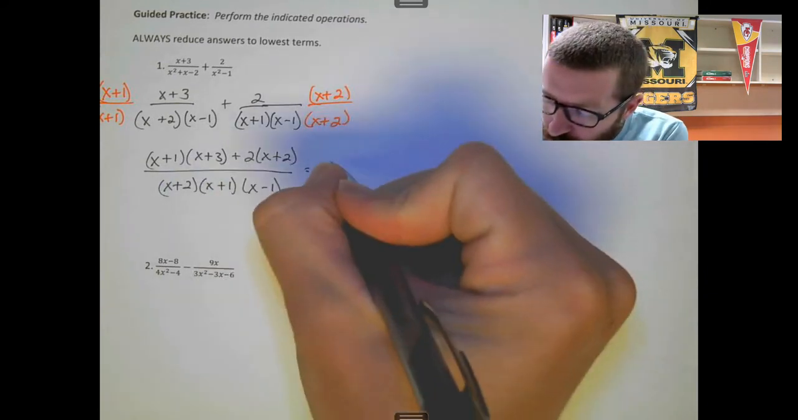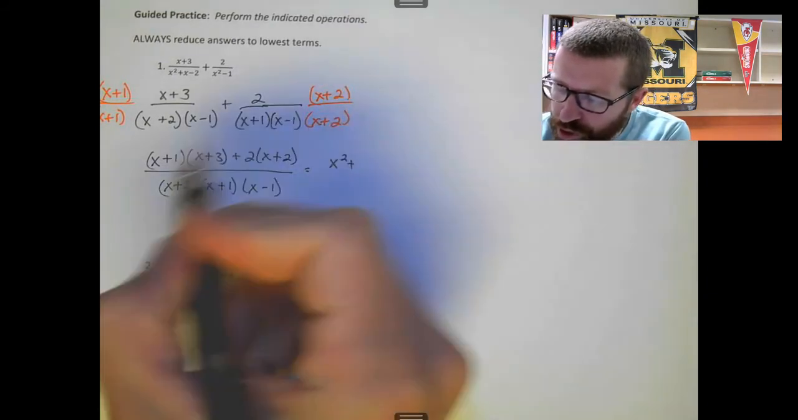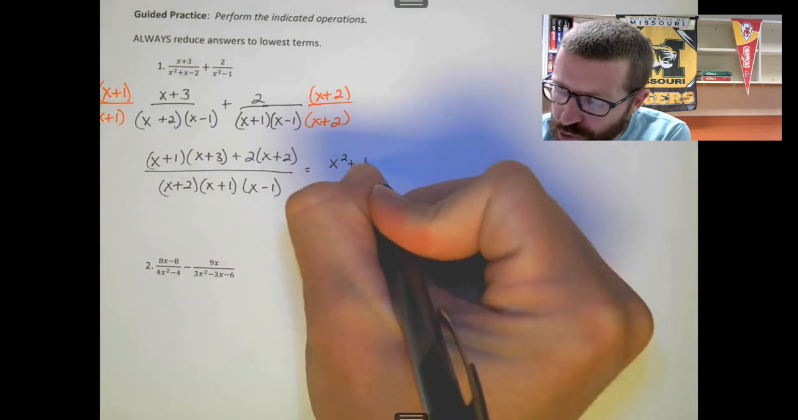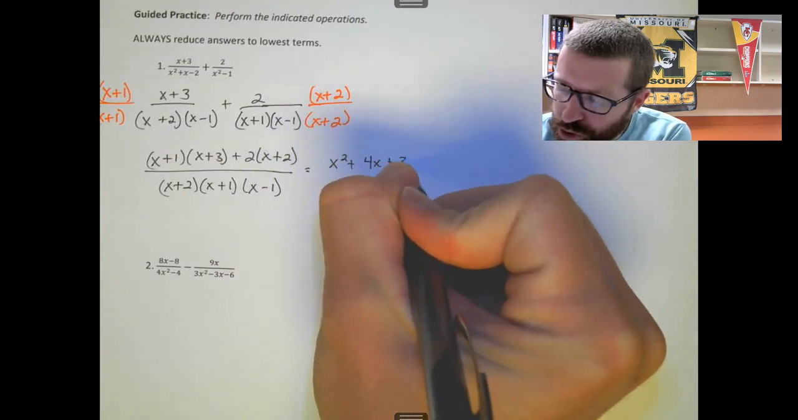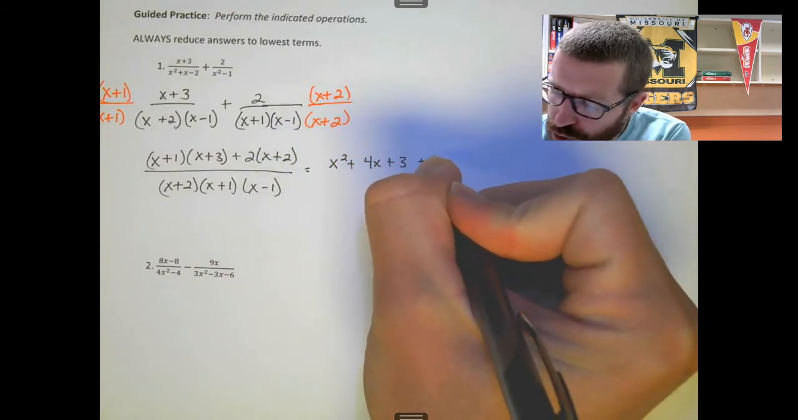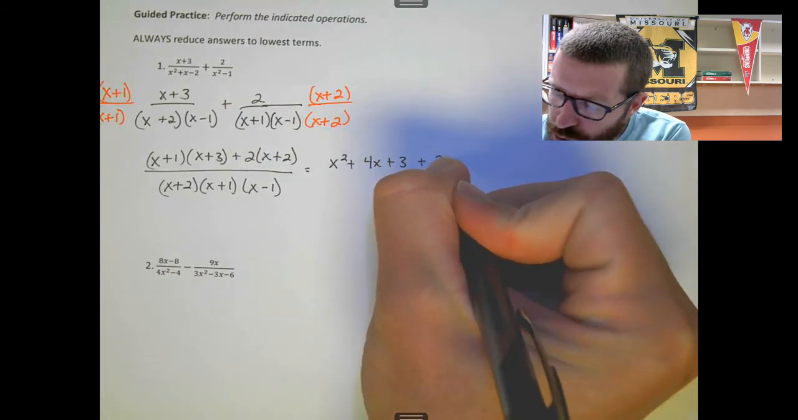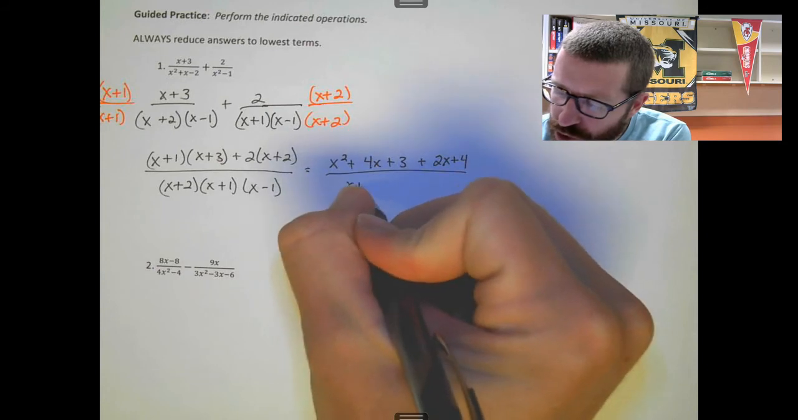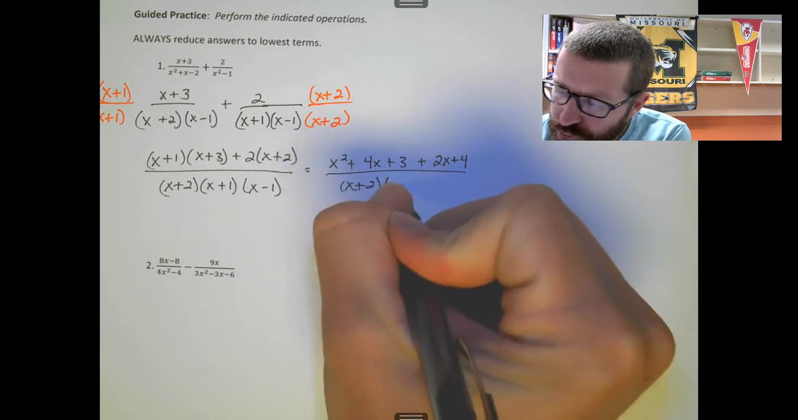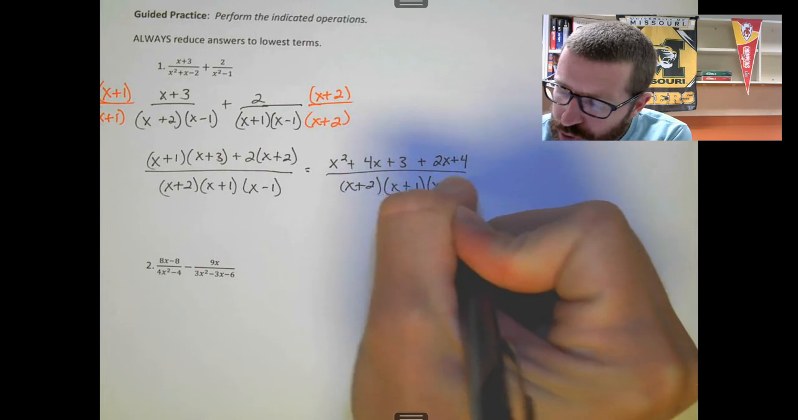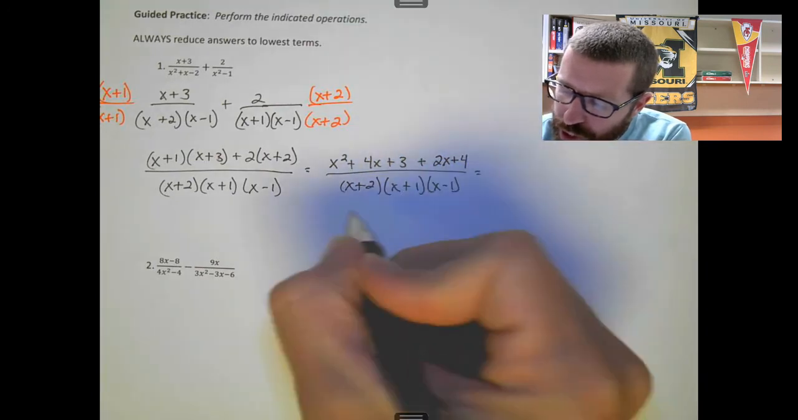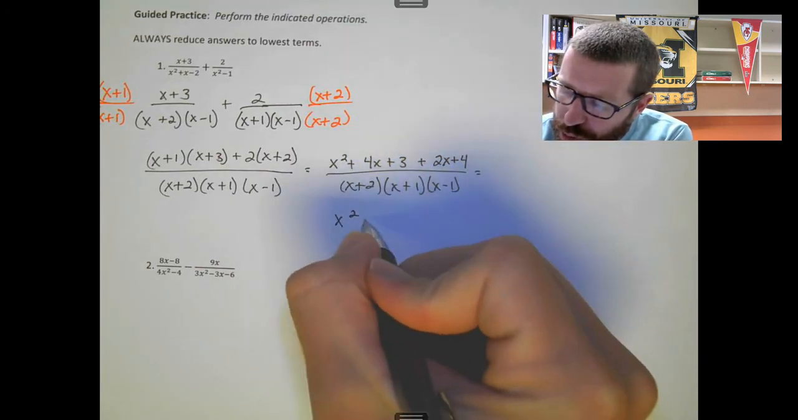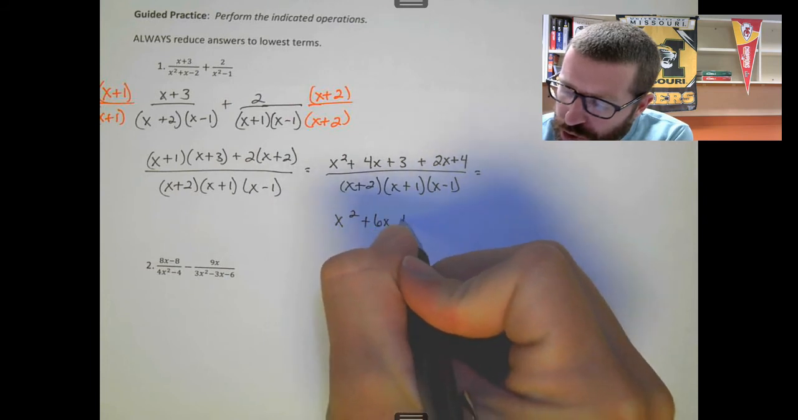So let's FOIL these. We get x squared. It'd be 3x plus 1x is plus 4x, and then plus 3. And then distribute to get 2x plus 4. The bottom doesn't change. And then combine like terms. So x squared plus 6x plus 7.